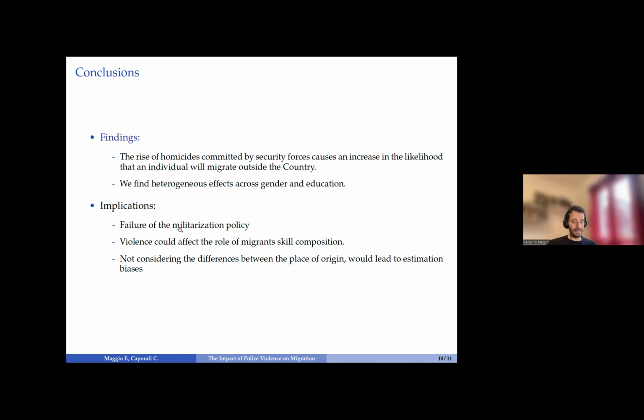First, they highlight the failure of the militarization policies implemented by President Maduro, which, by inducing young males to flee the country, will make the process of reconstruction of the country after the crisis even harder. And furthermore, the heterogeneous results suggest that violence in the origin country could affect the migrants' skill composition, suggesting that when studying migrants' self-selection, researchers should consider the differences within the country.